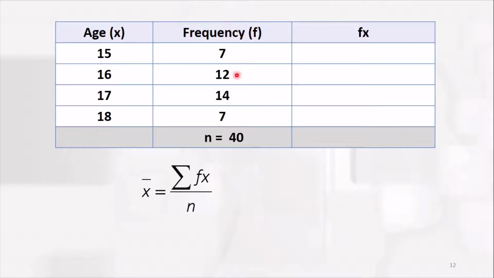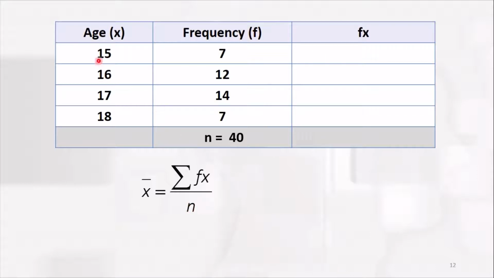Okay? So ang ibig sabihin niyan dito sa frequency, 7 na katao ang may edad na 15. 12 na tao ang may edad na 16. Okay? Also the same to 14 and 7. Yan, pagka inad natin lahat ng frequency, ito na yung lahat ng tao na na-survey. We have 40. So ito yung magiging 40 natin.